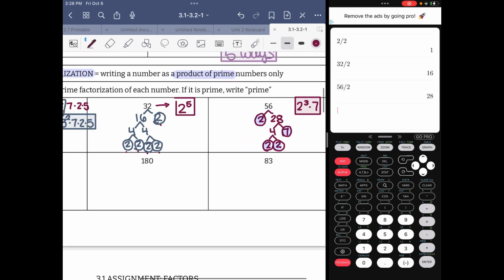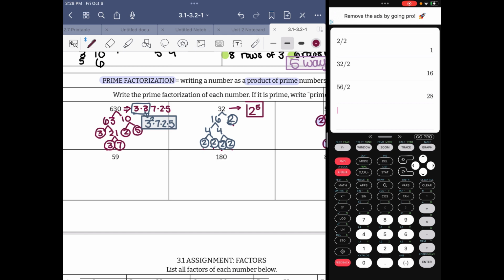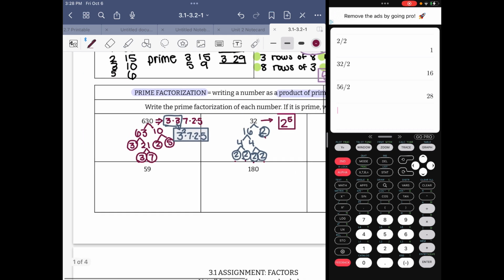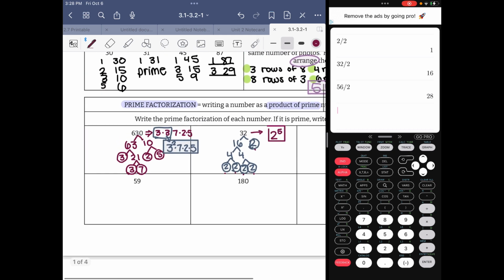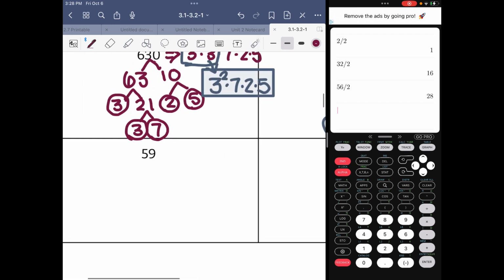All right, let's try a few more. It just takes a minute to get the hang of it. I'm going to do 59, and then I want you guys to try 180 and 83 on your own. All right, 59. 59 divided by 2, or 3.